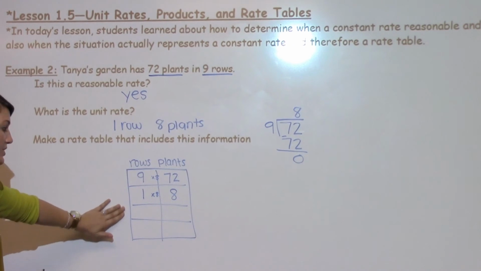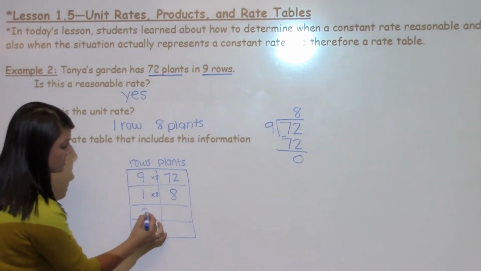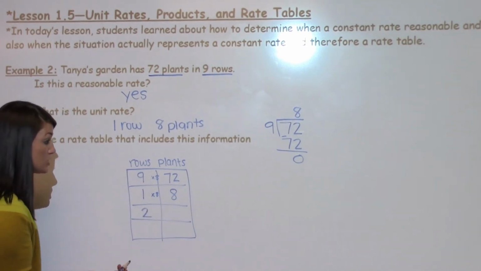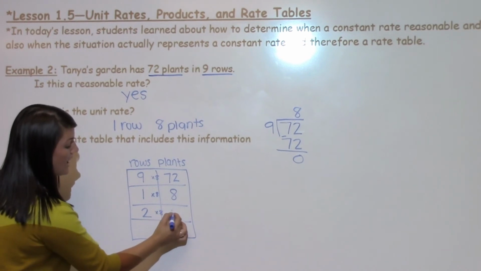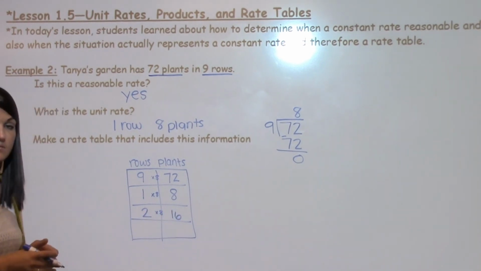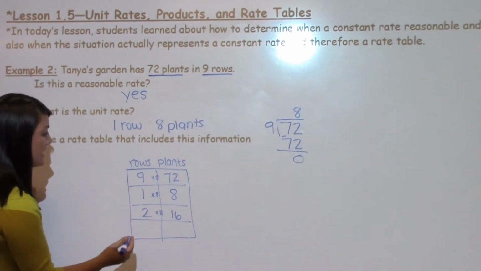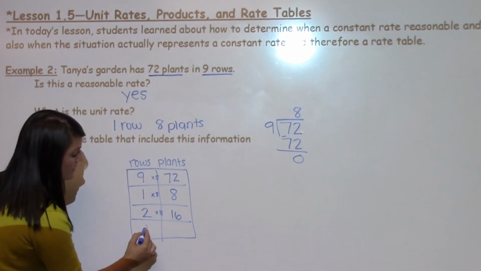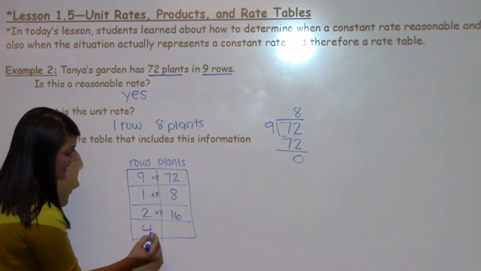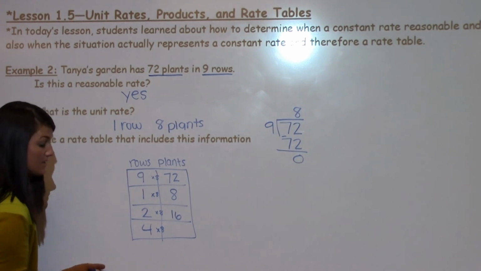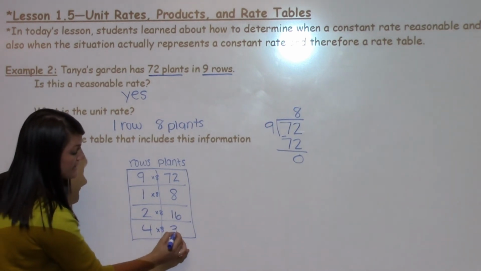So then I could continue the table with other numbers. I could choose 2. How many would be in 2 rows? I should be looking at 16 plants then because 2 times 8 is 16. And again, I could try another number like 4. Because my constant rate is 8, I would multiply by 8 to get 32.